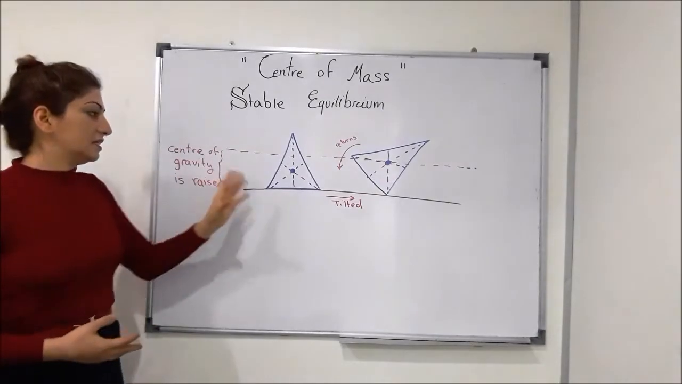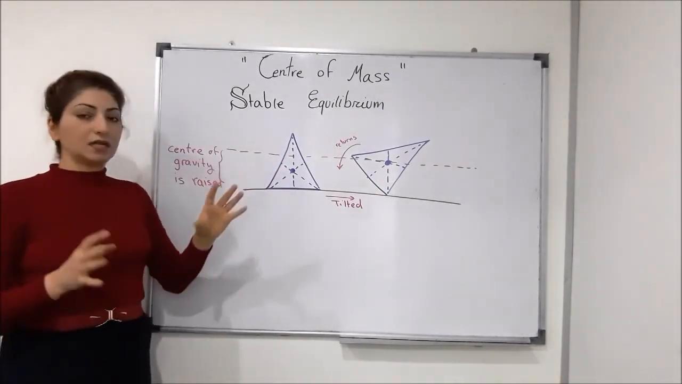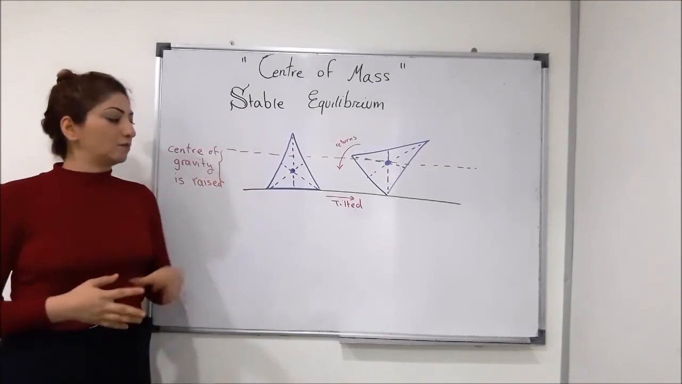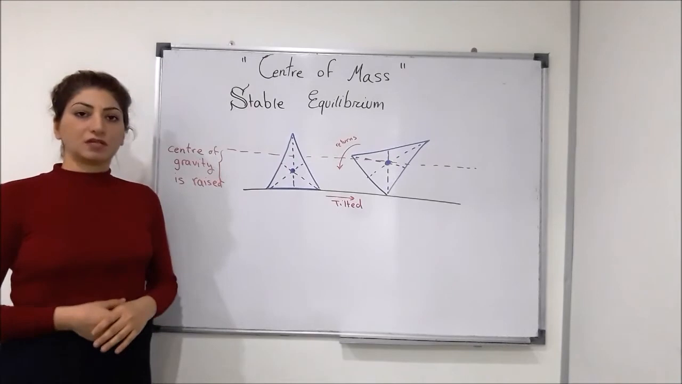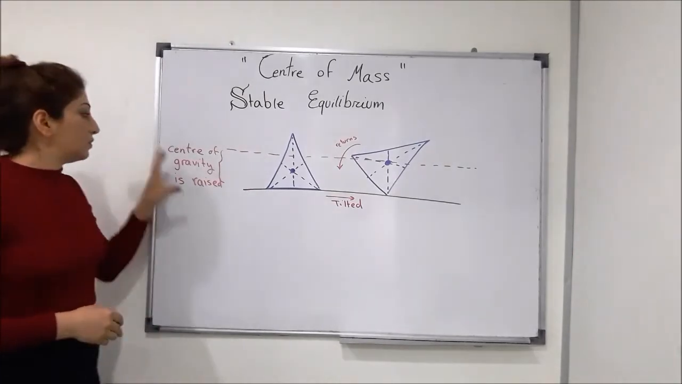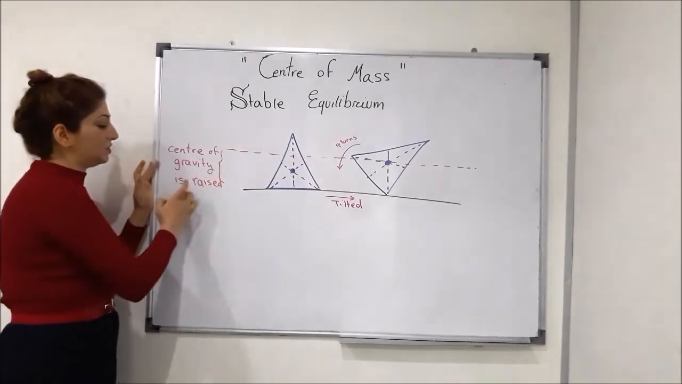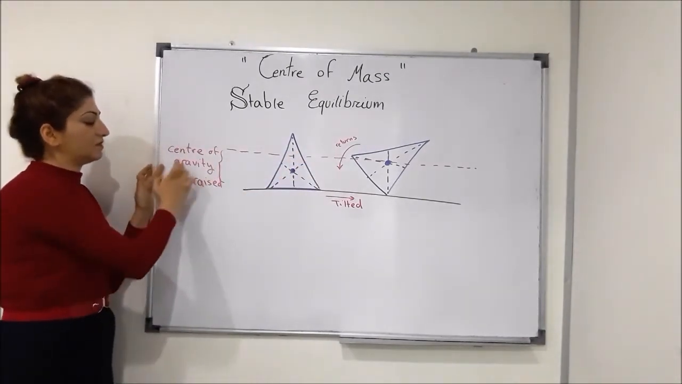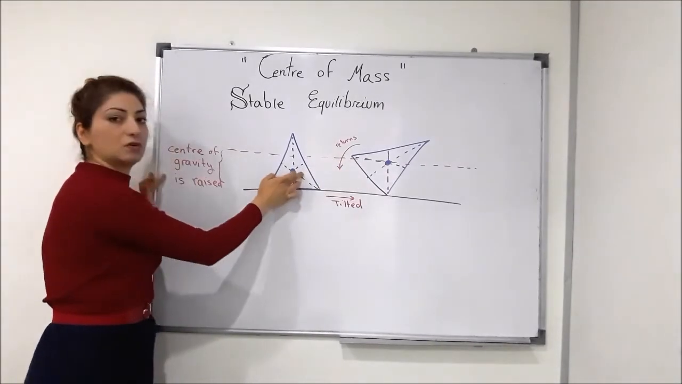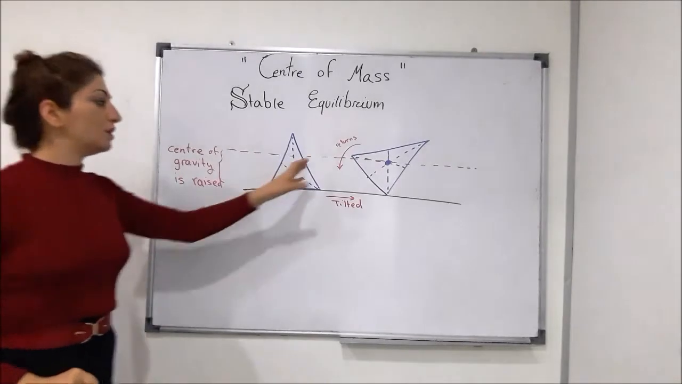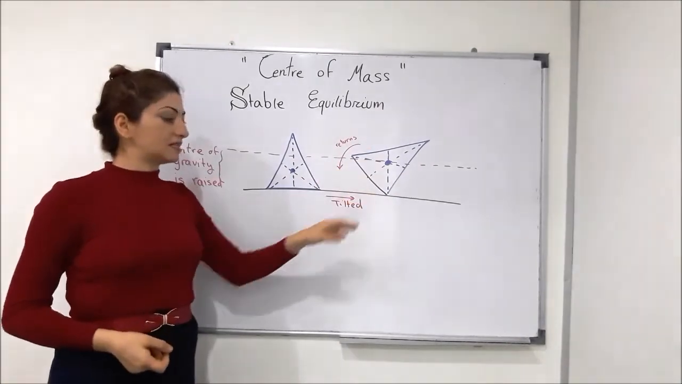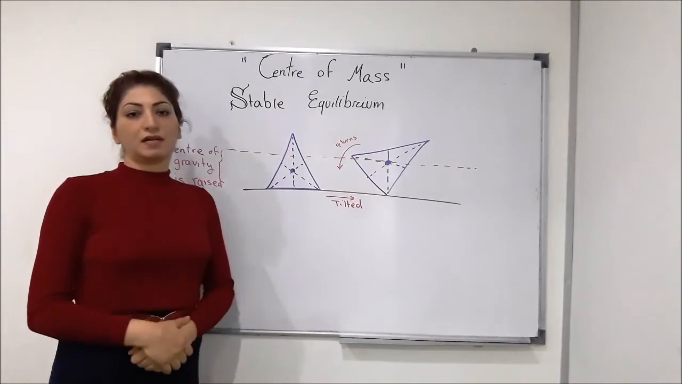The reason is that the object wants to stay in a position where its center of mass is much lower and closer to the ground, because the lower the center of mass and the closer it is to the ground, the more stable it will be. When you tilt the object, you raise the center of gravity. You see the difference between the two center positions: one is much lower and the other much higher. So when you tilt it, you bring it higher and it wants to go back to a more stable position. So it returns and stays exactly at the same position on the ground.